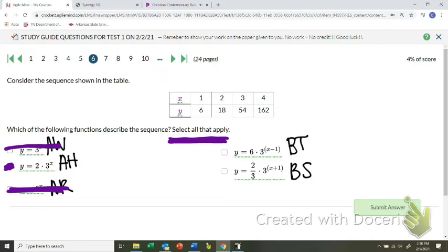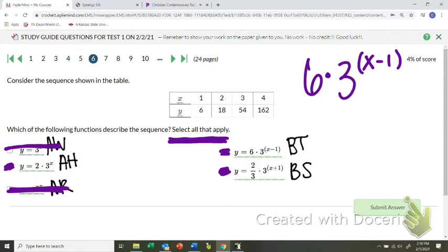Bo, this last one. 2/3 times 3 raised to the power of x plus 1. Does the first one work? Yep. Does the second one work? Yep. Third one? Yep. And the fourth one? Yep. All right. So now, when Brenna gets hers typed in, we'll look at the other one. Does 1 say it goes with 6? Yeah. 2 says 18. 3 says 54. And 4 says 162. Yes, so since all 4 of those work, Brenna's is also an answer.